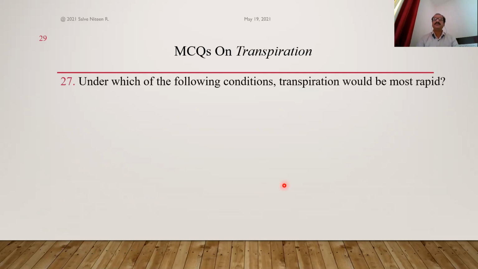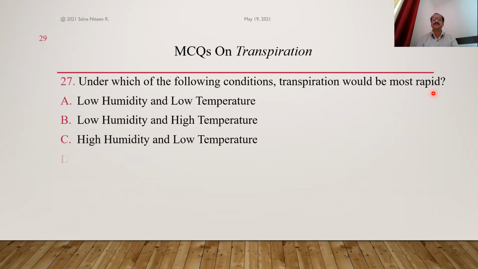Okay, under which of the following conditions would transpiration be most rapid? A faster rate of transpiration would be observed if the temperature is high and humidity is low, because humidity is inversely proportional and temperature is directly proportional to transpiration. So B is the right answer here.